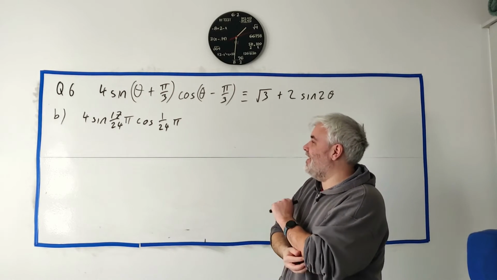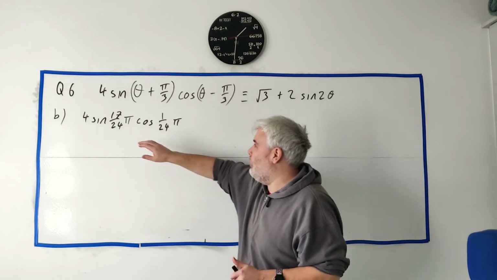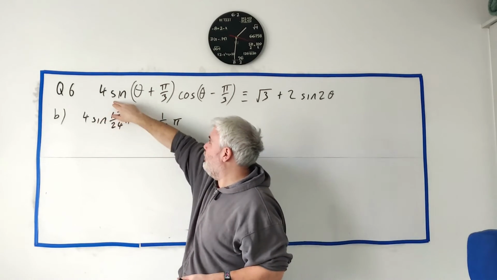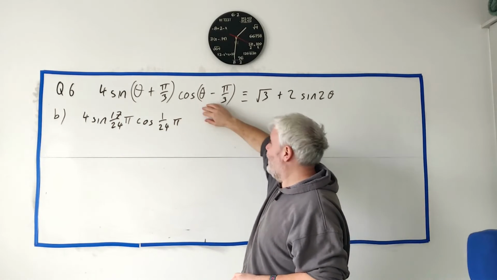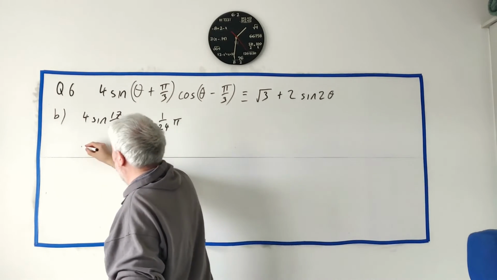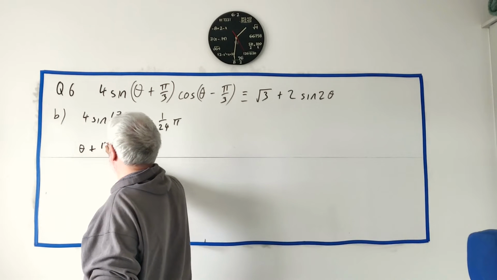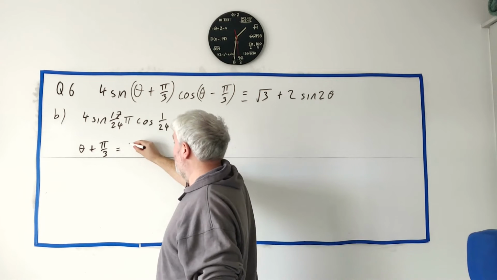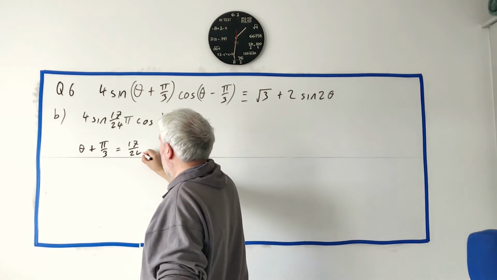They did this on purpose. They wanted you to notice, I wonder if this is anything like up here. It's 4 sine of an angle, cosine of another angle. And sure enough it is. Let's just write it out like this. Theta plus pi over 3 is equal, let's assume it is equal and see if it works out for us.